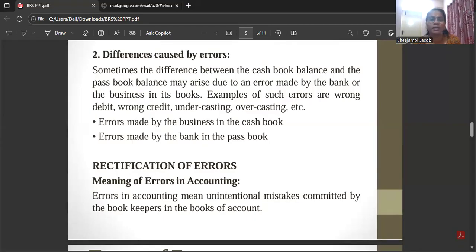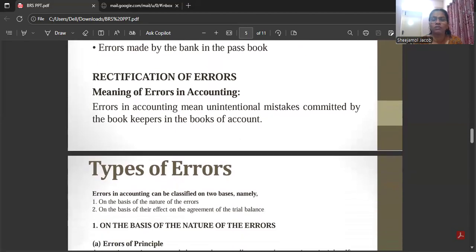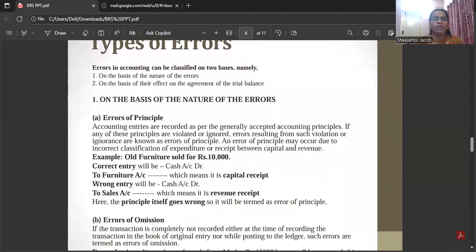Then the next topic is rectification of errors. There may be some types of errors in accounting. The first one is, what is error? Error in accounting means unintentional mistakes committed by the bookkeepers in the books of accounts. So what are the types of errors?